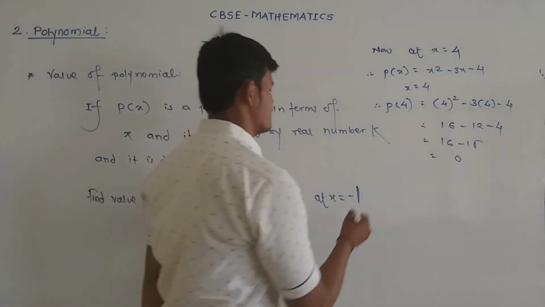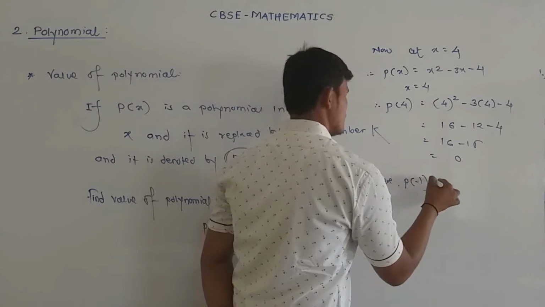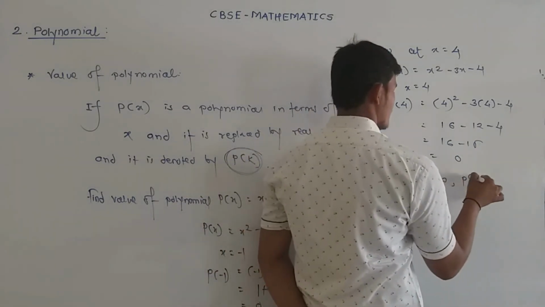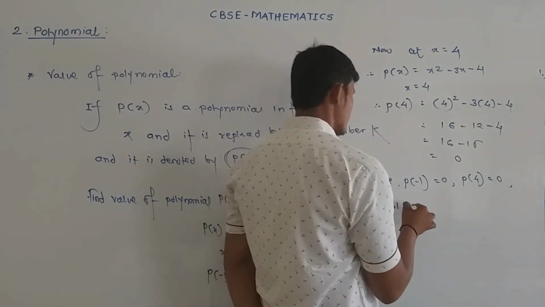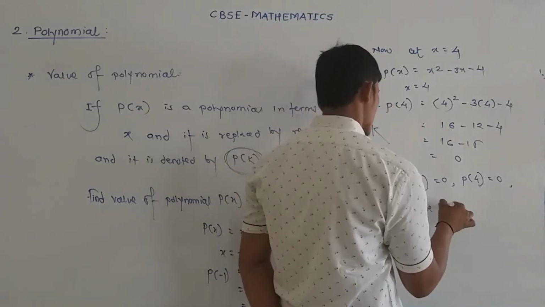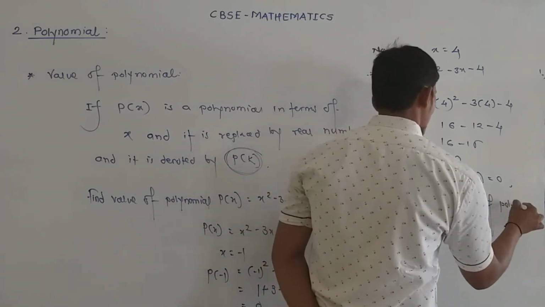So here p of minus 1 is equal to 0. P of 4 is equal to 0. That means minus 1 and 4 are the zeros of the polynomial.